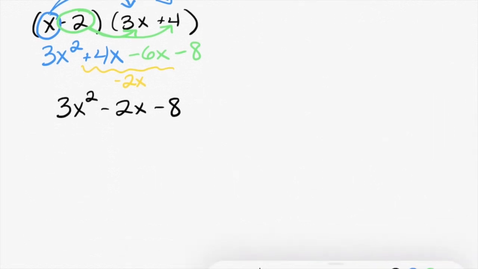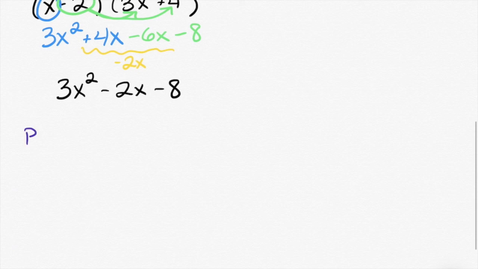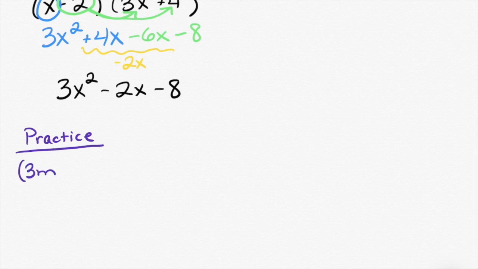So hopefully you don't find this to be too much more difficult than what we did yesterday. Yesterday we distributed one thing. Today we are distributing two things, but it's still just distributive property and then combine your like terms.